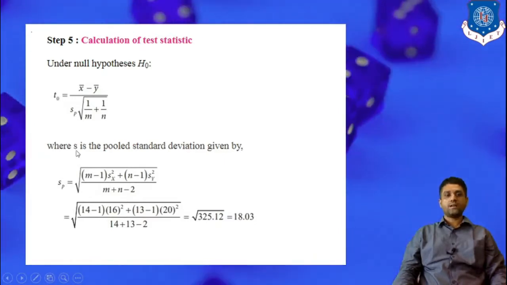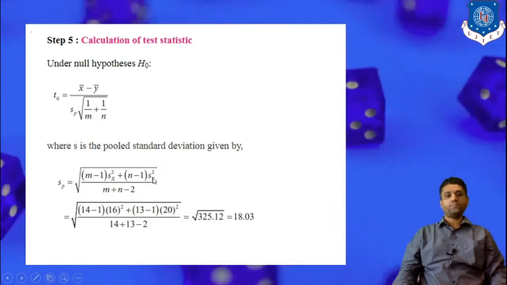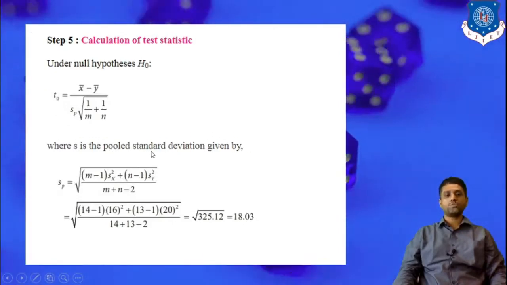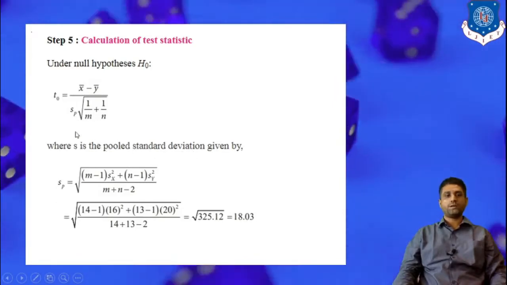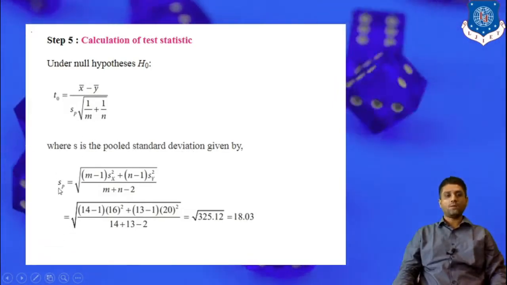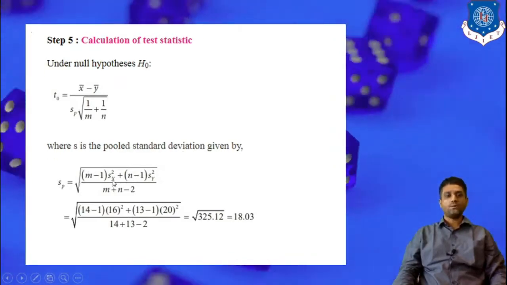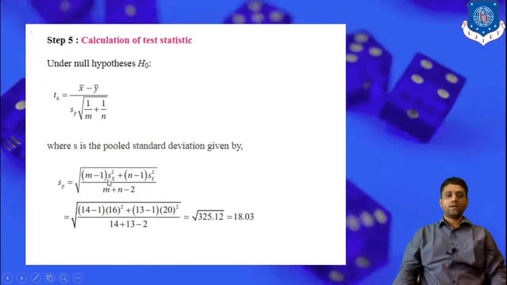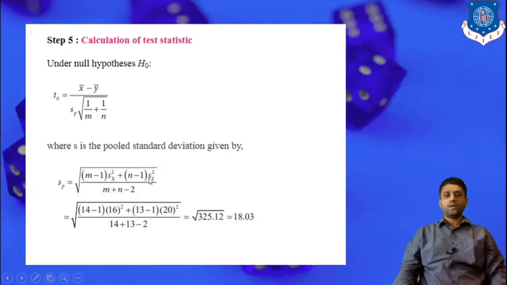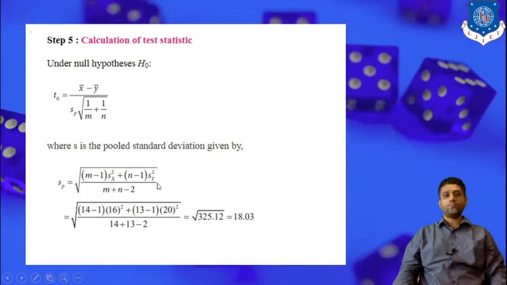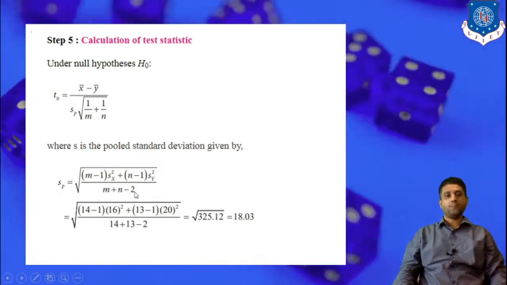So S is a standard deviation which is a combination of both the type 1 and type 2 batteries. That's why it is known as the pooled standard deviation. That's why we write the suffix p, because it's the pooled standard deviation. So the formula of the combined, pooled standard deviation is the square root of m minus 1 into standard deviation squared corresponding to the first population, plus n minus 1 into standard deviation squared corresponding to the second population, that is type 2 battery, upon degree of freedom, that is m plus n minus 2.